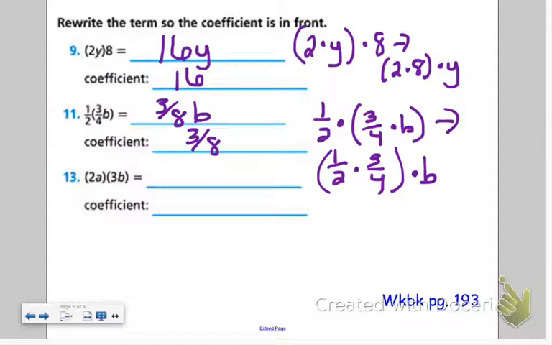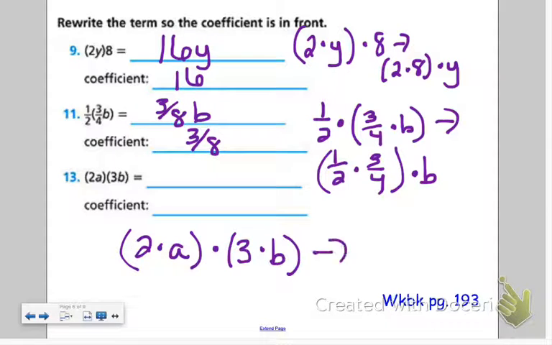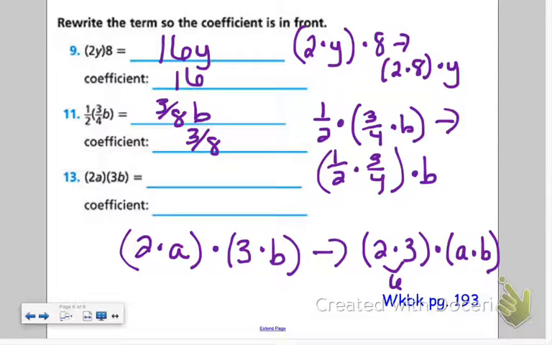And the last one, let's see, 2 times a in parentheses times 3 times b. I'm going to rewrite it and regroup. I want that 2 and that 3 to be together, and I want the a and the b to be together. So I want the numbers together and the variables together. 2 times 3 gives you 6. a times b, well, that's just a times b, because I don't know what a or b is. So now I have 6ab, and the coefficient here is 6.